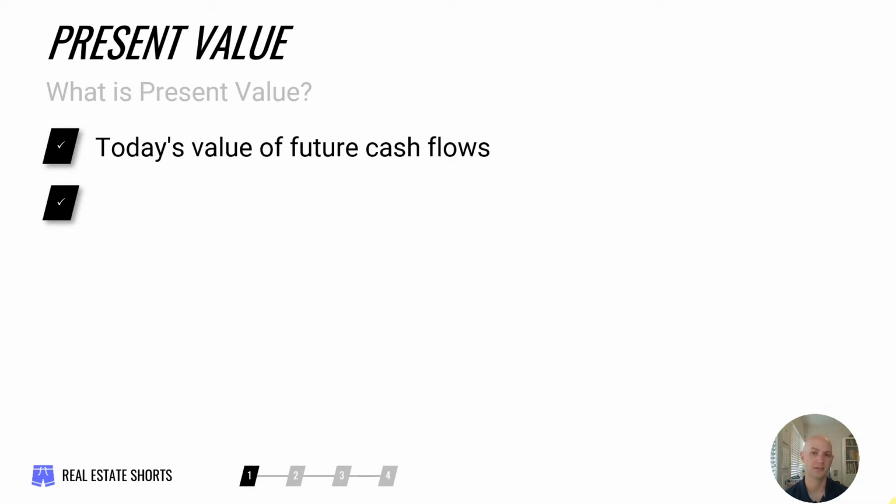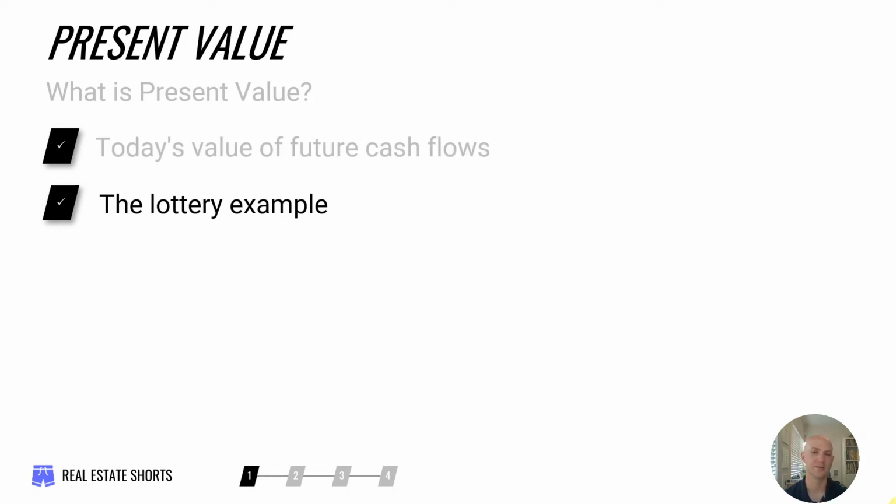So I think the easiest way to think about present value is to define it as today's value of a future stream of cash flows. So let's imagine that you purchased a property and now you anticipate to collect rents and maybe even potentially sell the property at some point in the future. What present value helps you decide is what is the value today of all those future collections and cash flows.